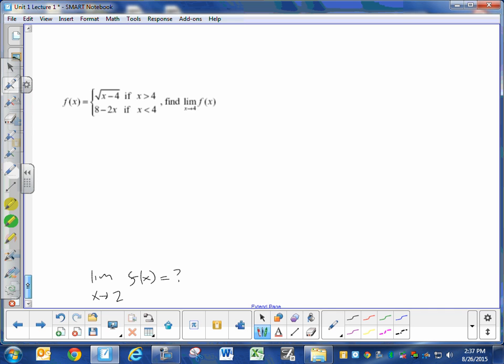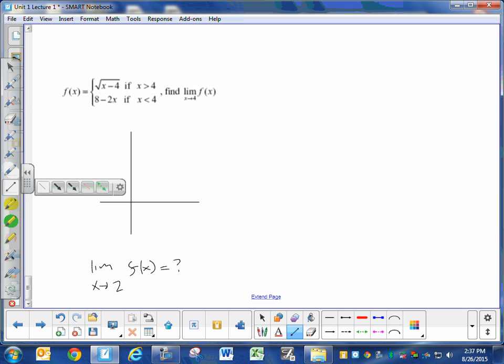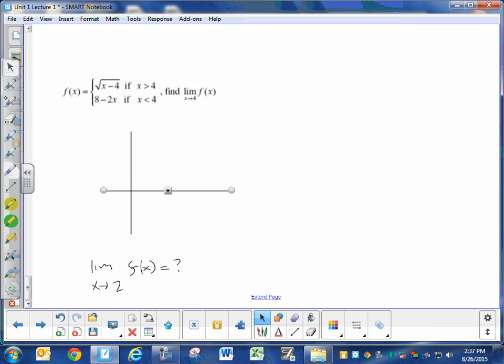Let's do one more. We have the square root of x minus 4 if x is greater than 4, and 8 minus 2x when x is less than 4, which means we do not have a defined function value at 4 because we are never told what function to use when x is equal to 4. Okay, so instead we just have these two pieces. So let's start at 4. And I'll talk about when x is less than 4. So if I have 0, we're at 8. If I have 1, we're at 6. If I have 2, we're at 4. I'm at 3, we're at 2.